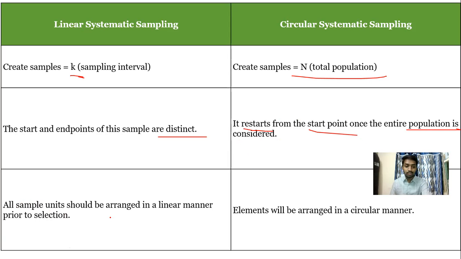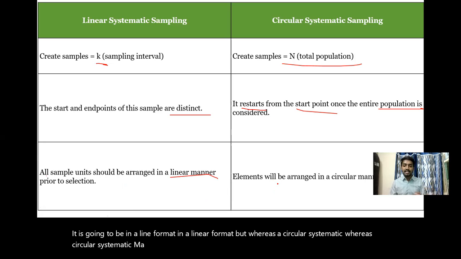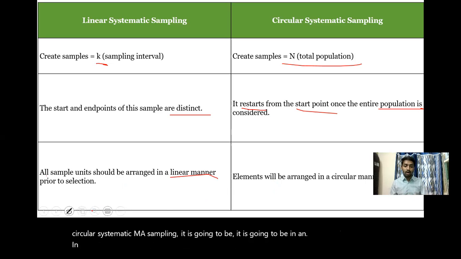All sample units should be arranged in a linear manner prior to selection. So what is linear manner here? It will be in a line. To be simple, it is going to be in a line format, in a linear format. But whereas in circular systematic sampling, it is going to be in a circular form, or in a circle form.